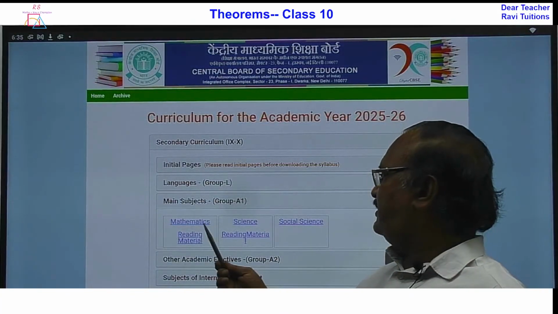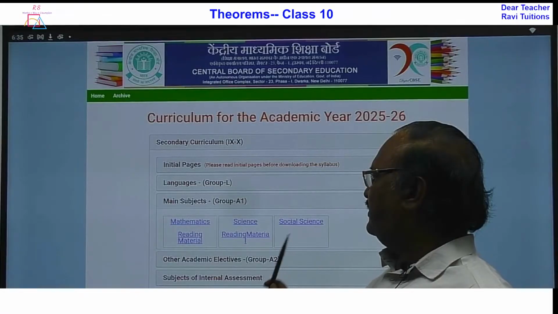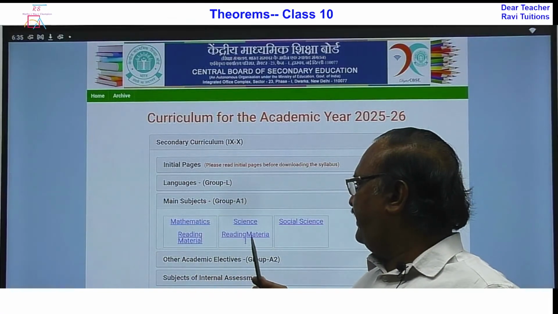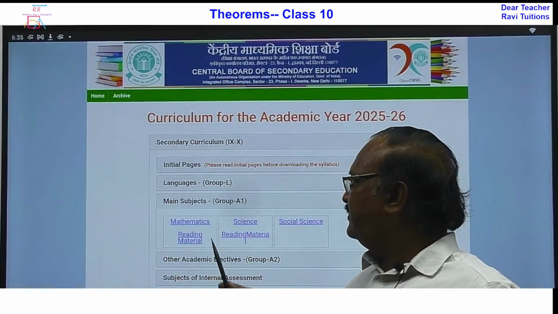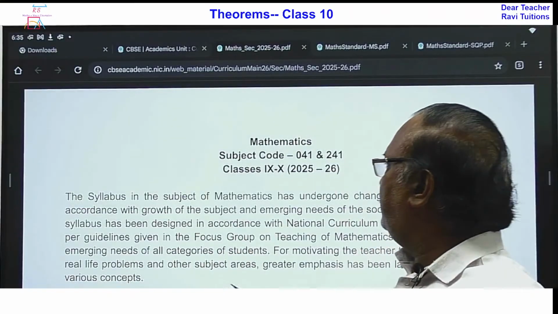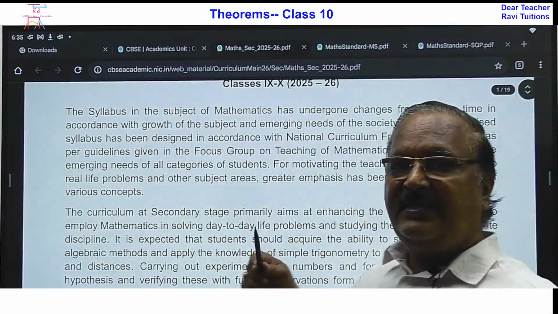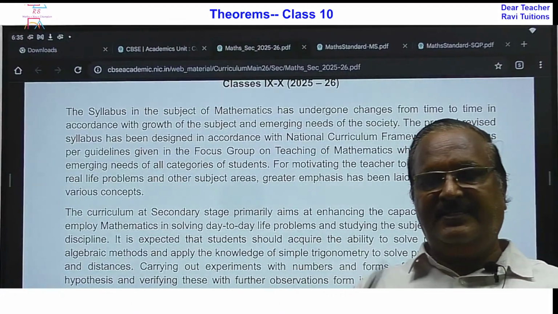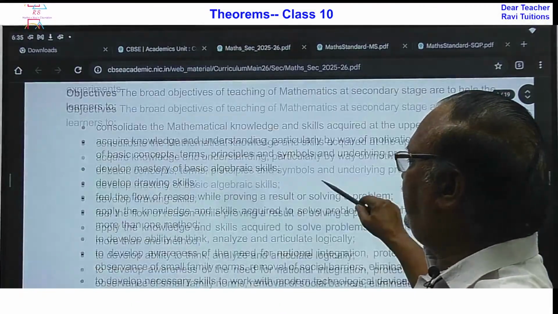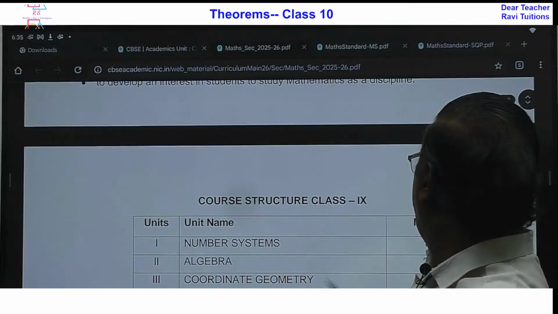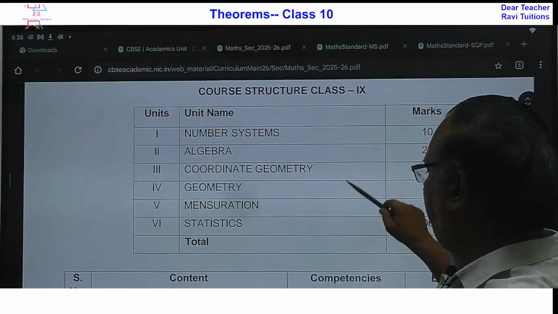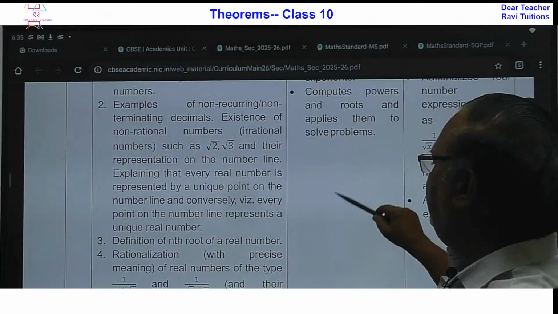In this, maths, science, social studies, etc., reading materials are also given. If you click on maths, one thing will open. In this, how the maths syllabus is divided, how the maths paper is set, everything is given, for 9th and 10th. You just see, this is 9th class. I will go to the 10th class because you are in 10th class now.